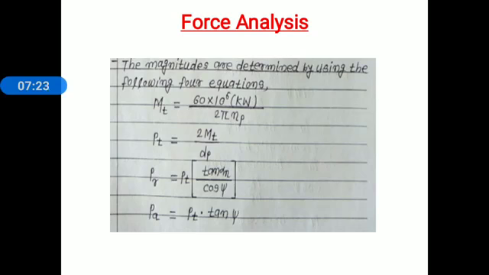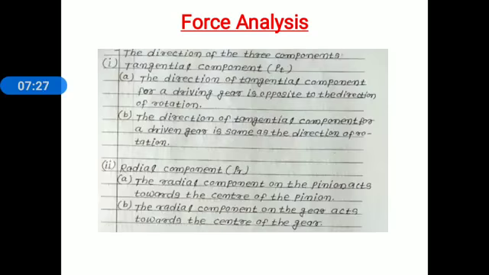Now the next parameter in force analysis is direction, the direction of these three components. How to decide the direction of these three components? The three components are: first, the tangential component, second, the radial, and third, the axial. We already discussed how to decide the direction of the tangential and radial components in the case of a spur gear. In a similar way, the direction of the tangential and radial components should be considered in the case of a helical gear. Now the first component is the tangential component.